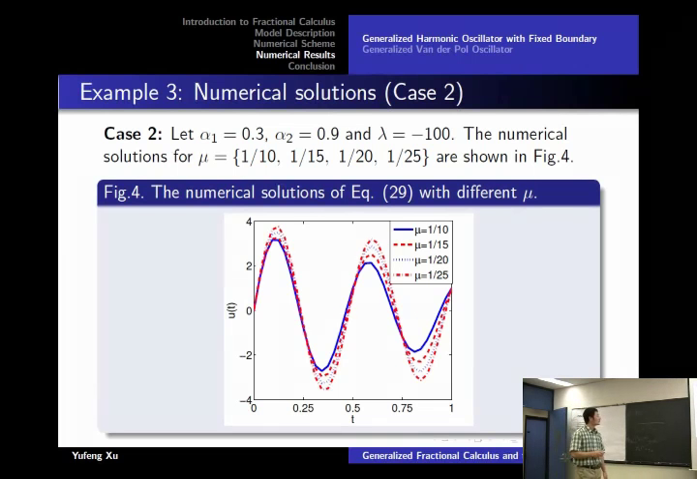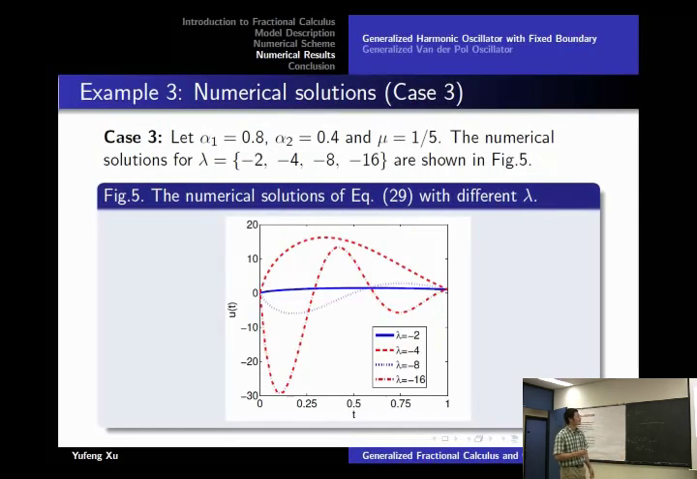And in case 2, I fix alpha and lambda, and I consider mu. Mu is the coefficient in front of the kernel. If I change mu a little bit, it has some influence on the oscillation behavior, but not as large as alpha. Because alpha is the order. If we change the order, it looks like it totally changes the structure of the oscillator. If we just change a little bit of the coefficient, that's okay. The shape is going to change.